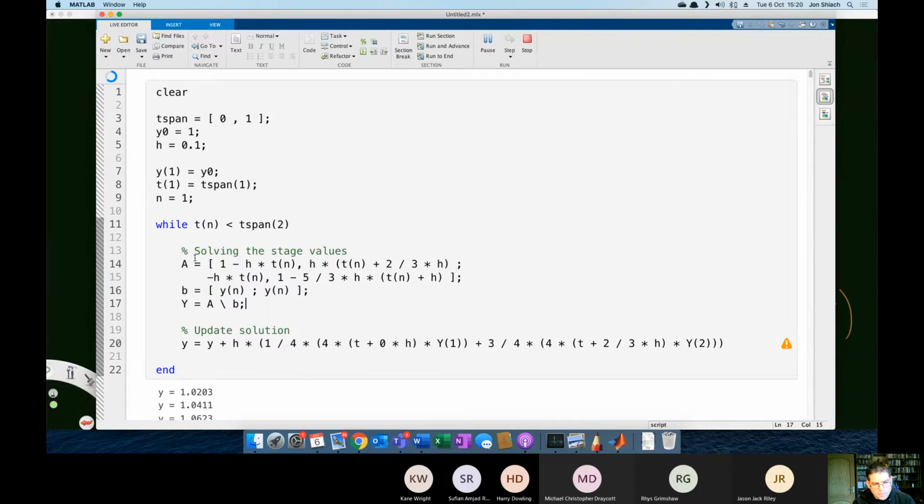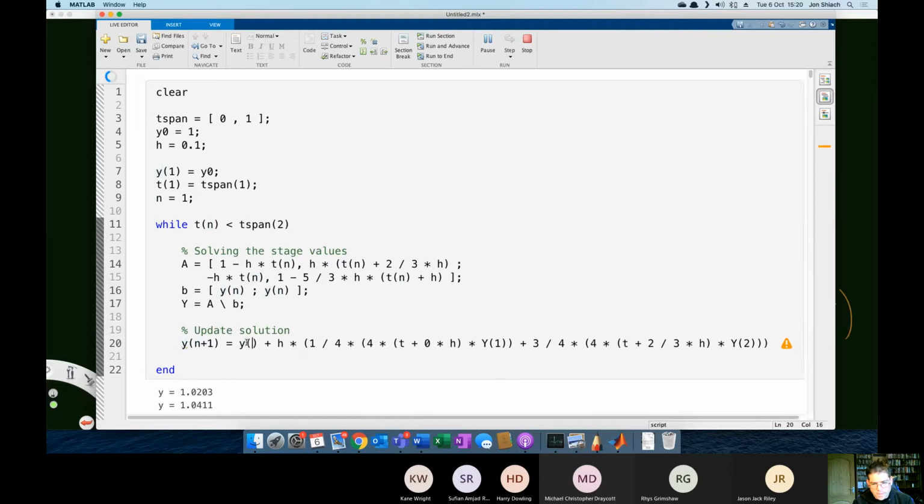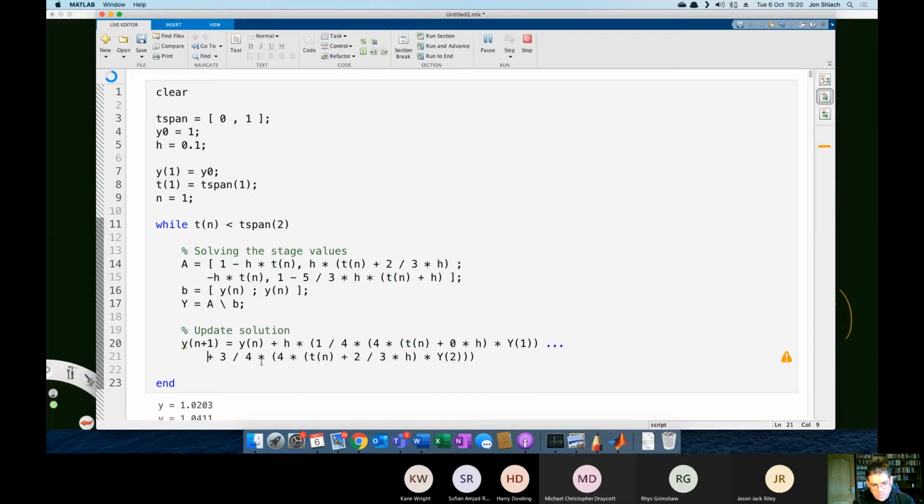So, solving for the stage values will give me our solution for y. Now we update the solution, so that's going to be yn plus 1, which is yn plus h. Wherever I've got tn, I'm changing it to tn. And I'm just going to put a line break in there so we can see it a bit better.